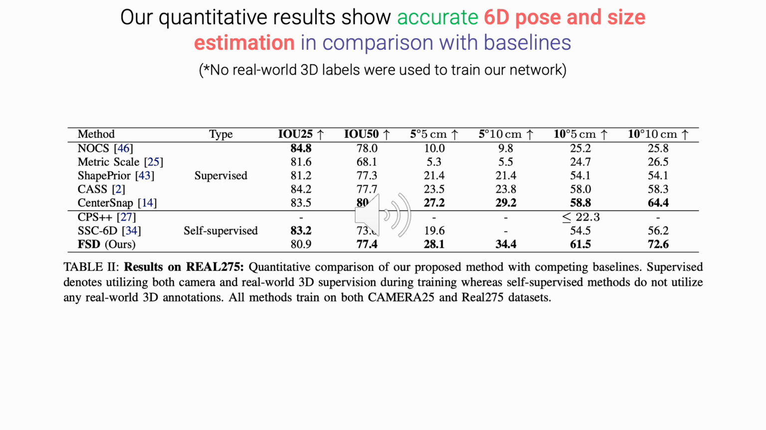Against self-supervised baselines, significant performance gains are also observed. There is an improvement in IOU by an absolute 4.4% and consistent improvement in pose estimation performance.